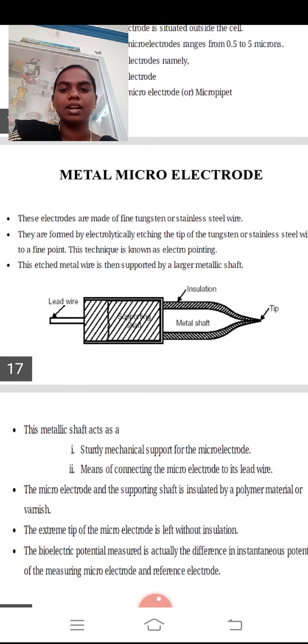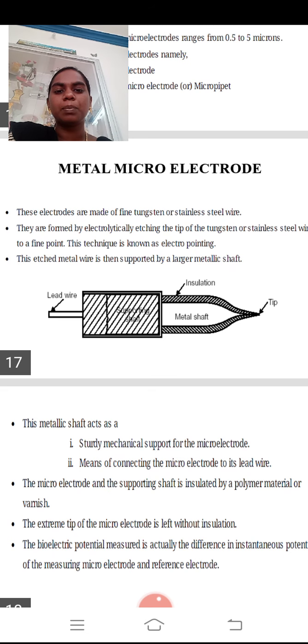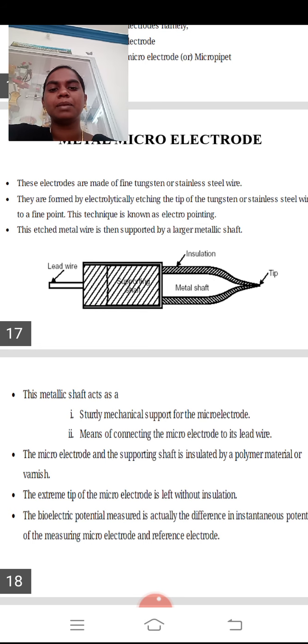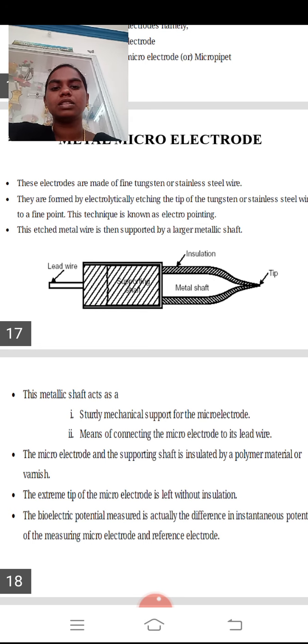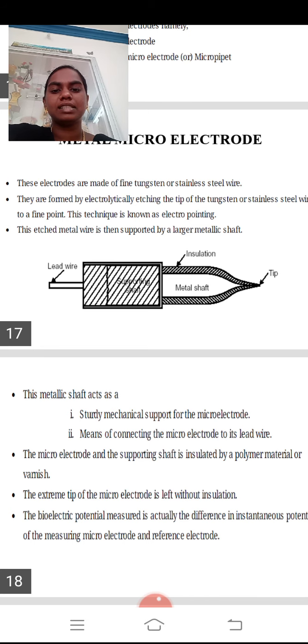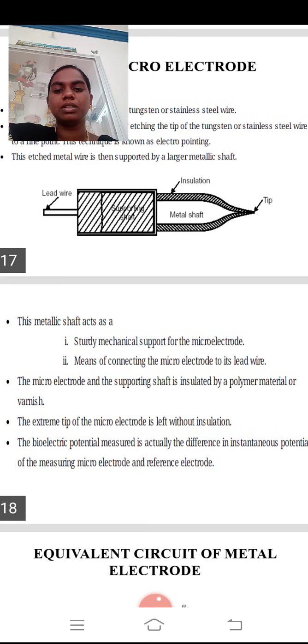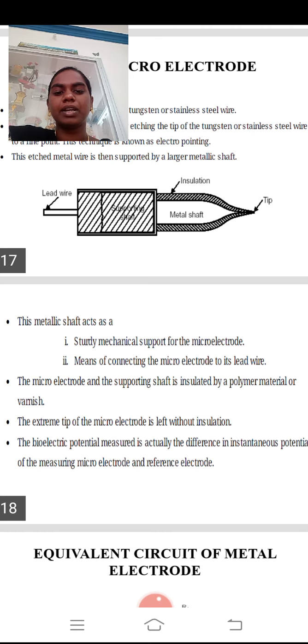This etched metal wire is then supported by a larger metallic shaft. The figure shows that arrangement. Here the metal shaft is available, and also the tip. The tip will be inserted into our cell. The metal shaft is a supporting structure of the tip. The metallic shaft acts as a steady mechanical support of the microelectrode, a means of connecting the microelectrode to the lead wire. So it gives the support to the tip.